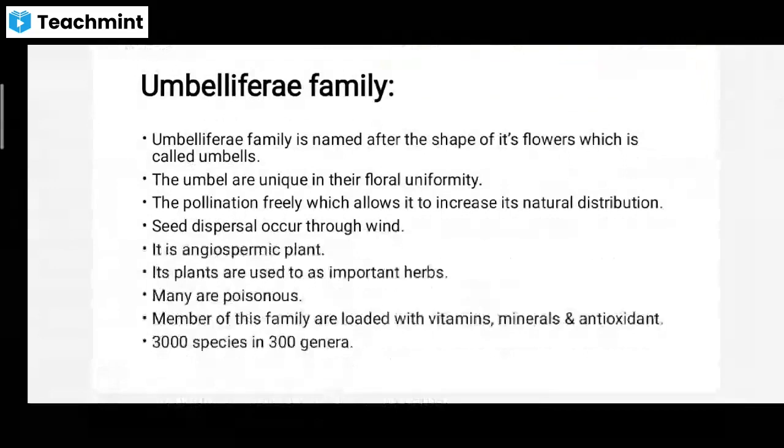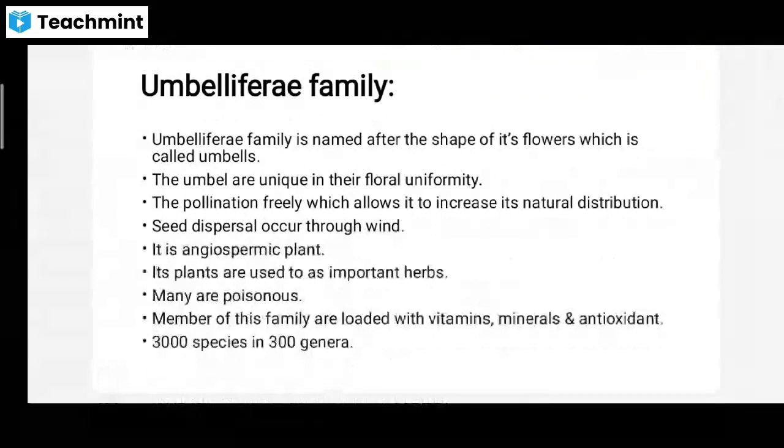The umbels are... Pronounce not fera. At the ending, you have to say it as Umbelliferae. Okay ma'am.